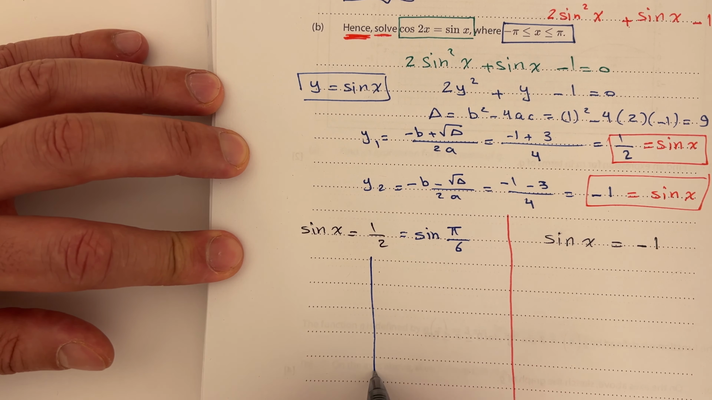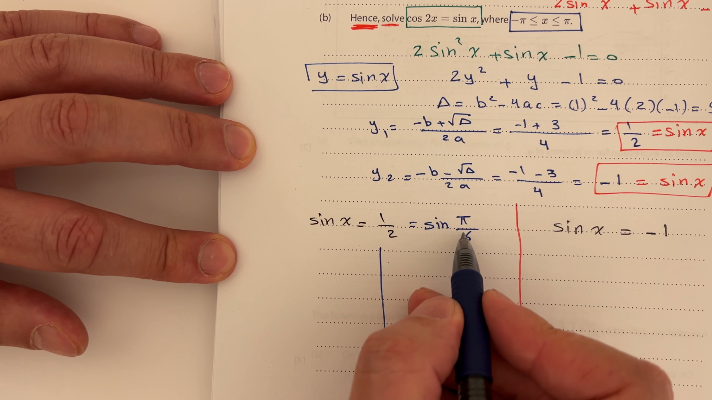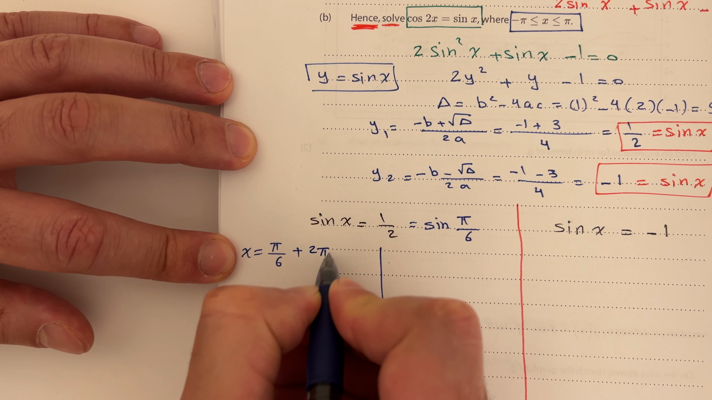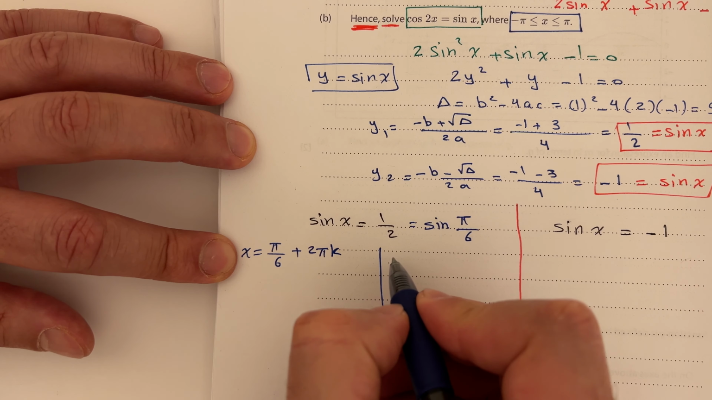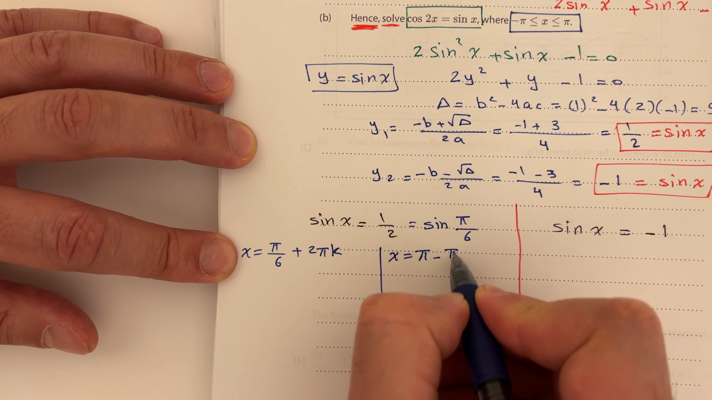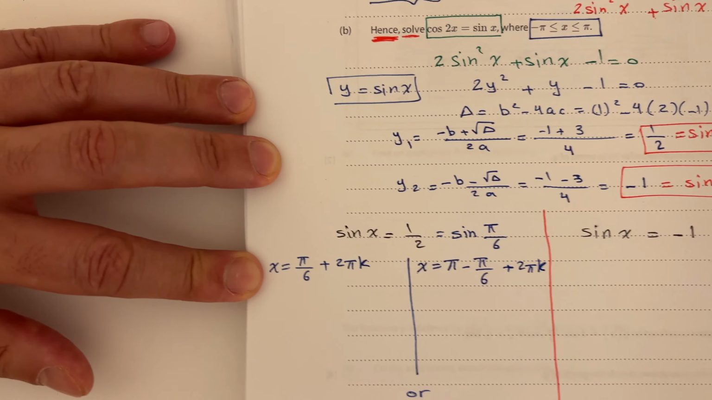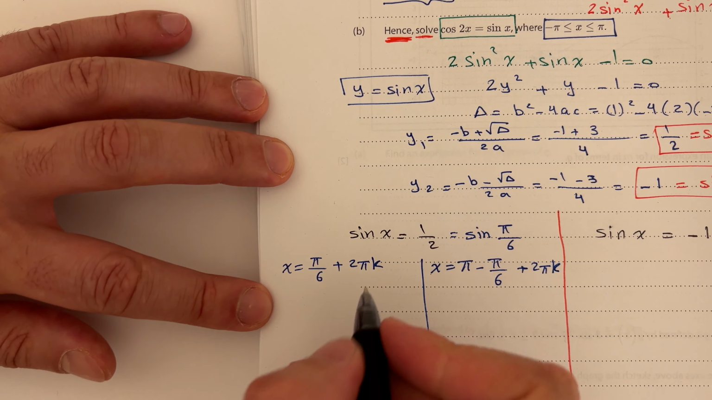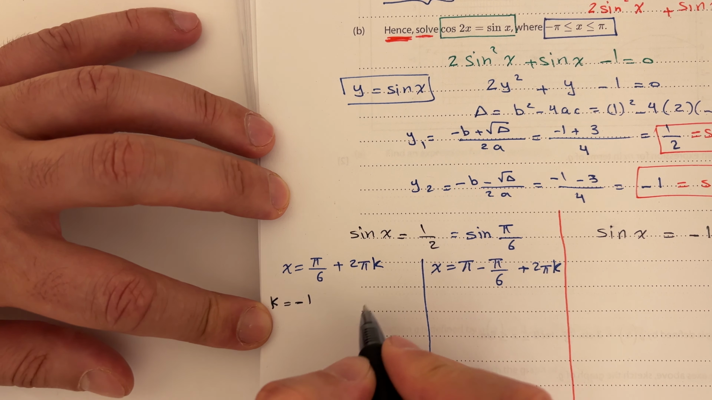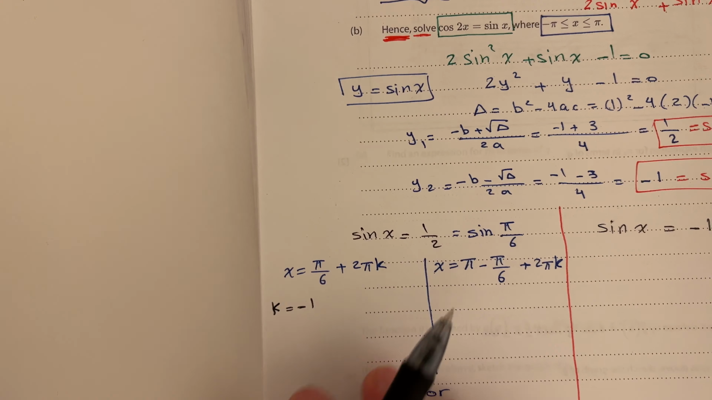Now, if you have sine equals sine, you will have 2 solutions. Either the angle equals the angle, so either x equals pi over 6 plus 2 pi k, or the angle equals the supplementary, x equals pi minus pi over 6 plus 2 pi k. Now, I need to start plugging in k with values. If k is -1, why did I start with -1 here? Because my domain is from -pi, so I need to respect the negative.